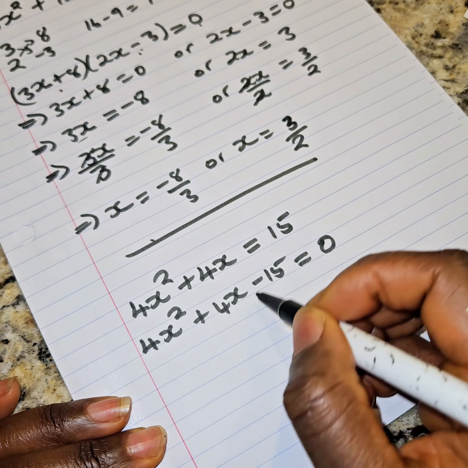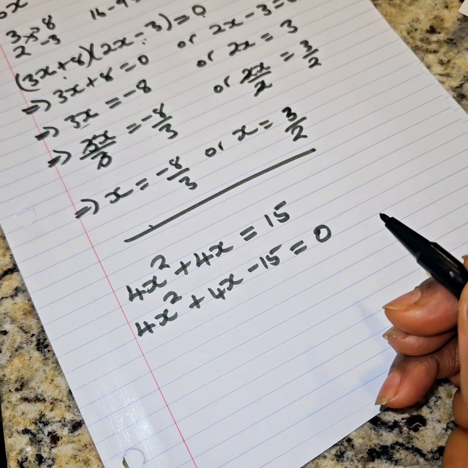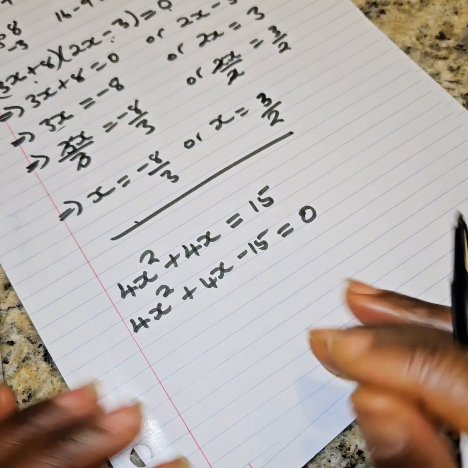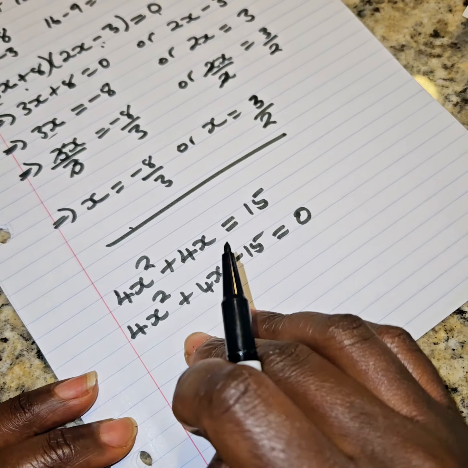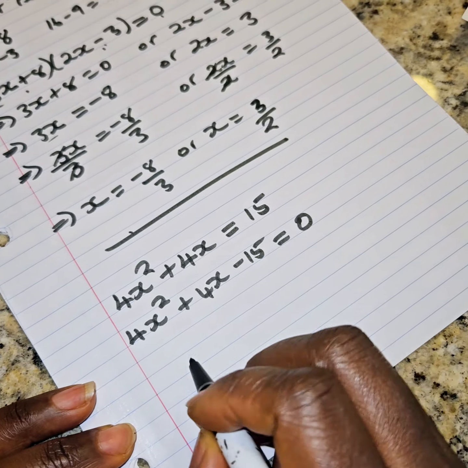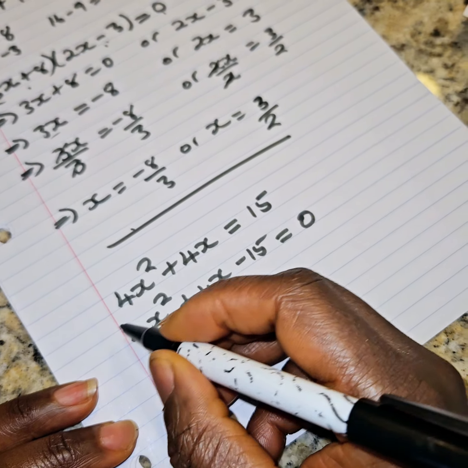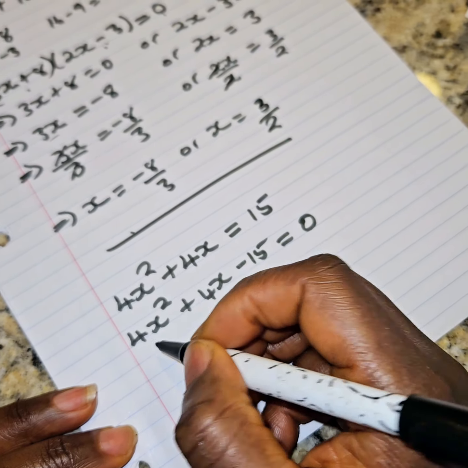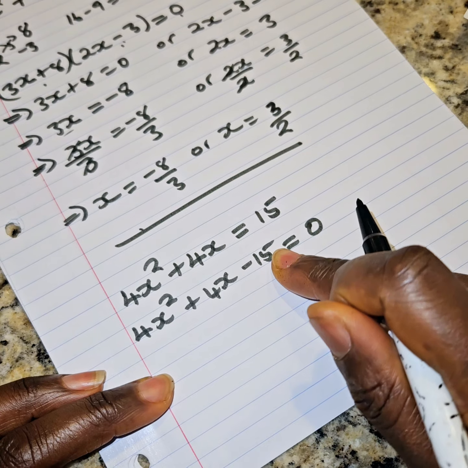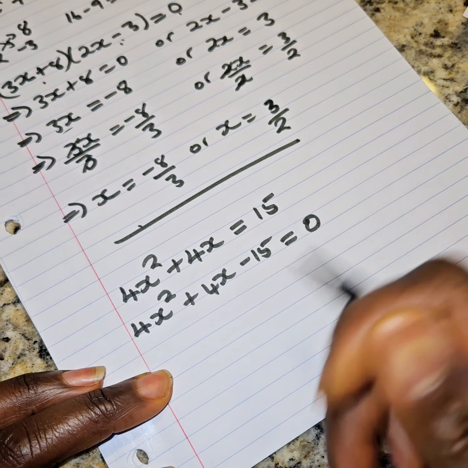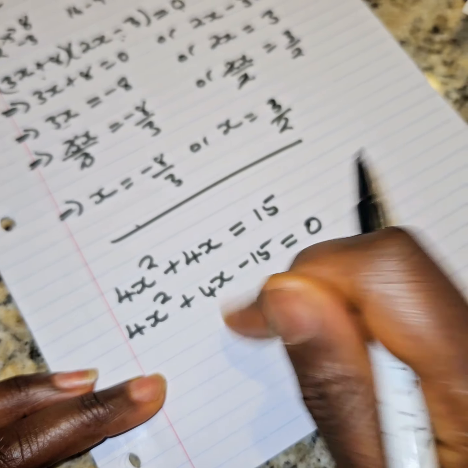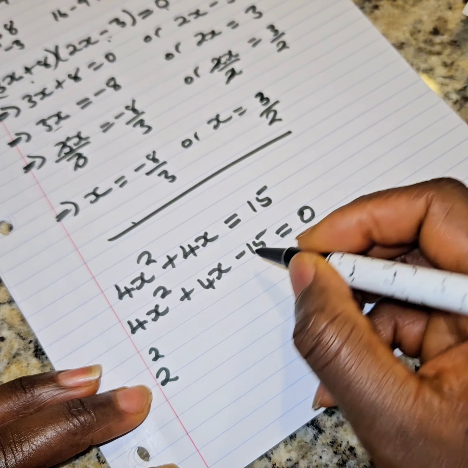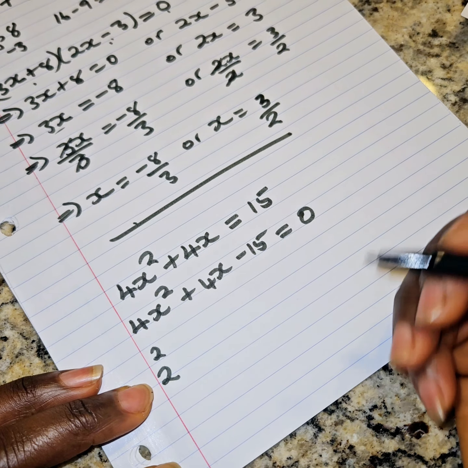Now the next thing is to factorize this. For you to solve a quadratic equation, you always have to be able to factorize it first. I know we factorized this in one of the videos, but I'm going to do it again. Now I'm going to look for factors of 4, two numbers that when I multiply, I have 4, and two numbers that when I multiply, I have 15, that when I do cross multiplication and add, will give me 4. So I have 2 and 2, and then 15 is 3 and 5. One of them is negative.